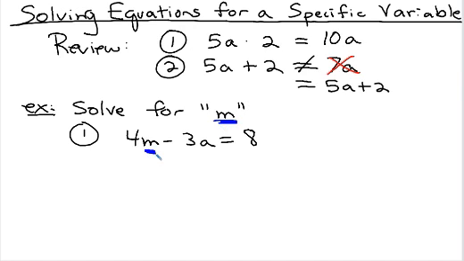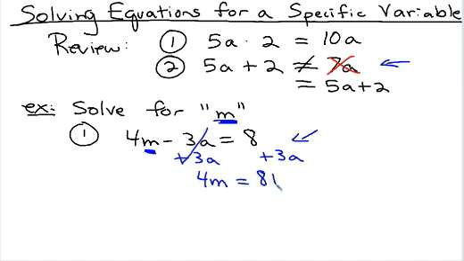So if I was solving for m, if I wanted to get m by itself, we're going to use regular algebra steps here. Wouldn't it make sense that I would add 3a to both sides? A normal algebra step, because I'm trying to get m by itself. So these 3a's go away. I now have 4m by itself. And right here, this 8 plus 3a, that's what I was just talking about up here. 8 plus 3a is just 8 plus 3a. It is not 11a.